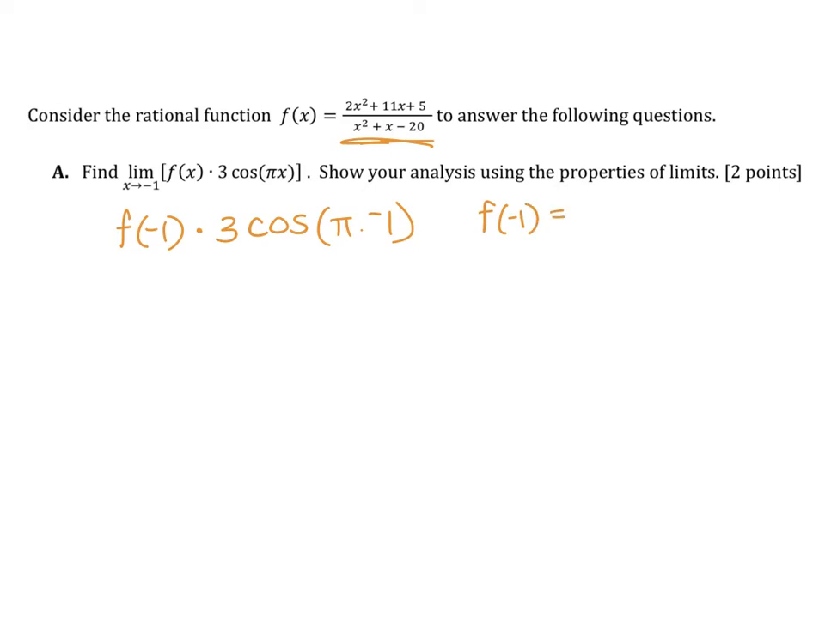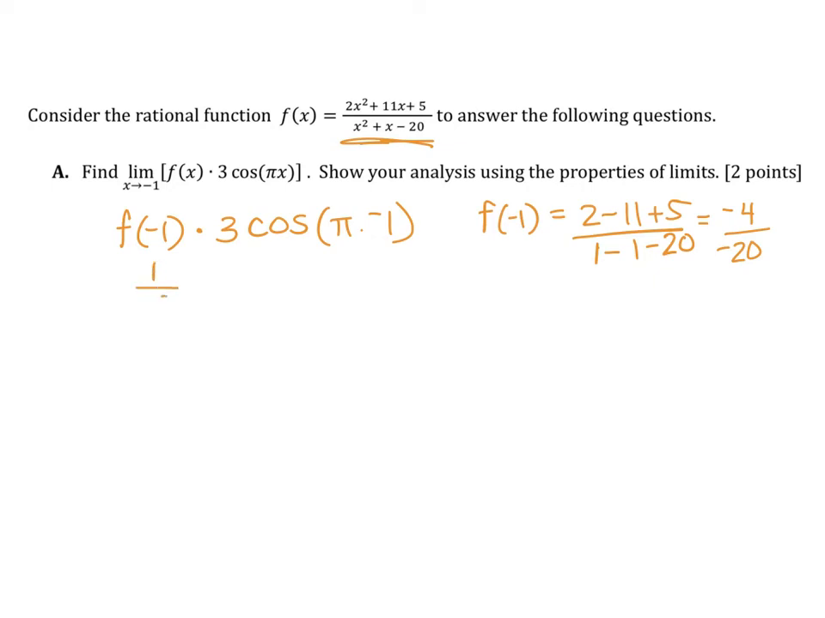So if we substitute in, we're going to get 2 minus 11 plus 5 all over, and plugging in -1 in the denominator is going to be 1 minus 1, and then minus 20. And so in the numerator, it looks like we're going to get -4. In the denominator, -20. So that's going to reduce down to positive 1/5.